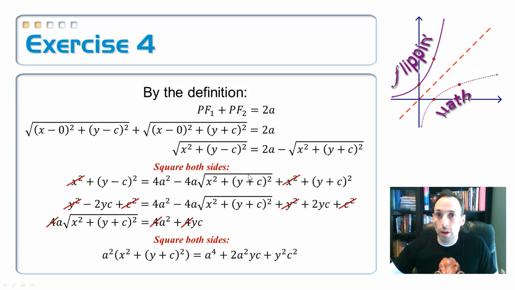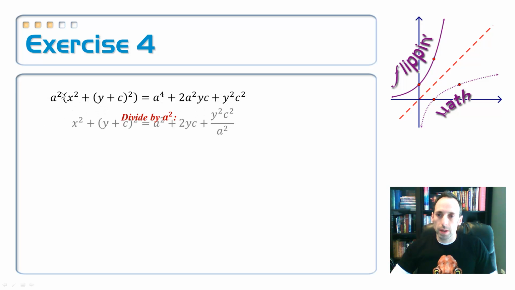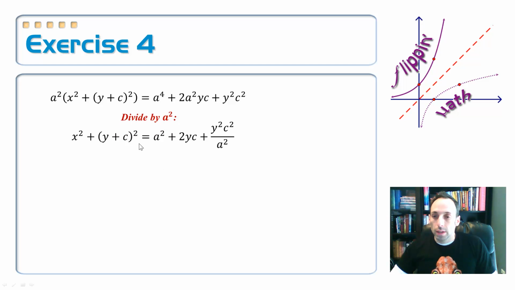Now, there's obviously not enough room and we're not done yet, so we're going to bring that to the next slide. Okay, so to simplify this a little bit, let's get rid of this a squared that's right out front. Let's divide both sides by a squared. And it simplifies everything except for that last term because it didn't have an a squared in it. But that's okay. Don't worry about it. We're going to fix that problem in just a minute.